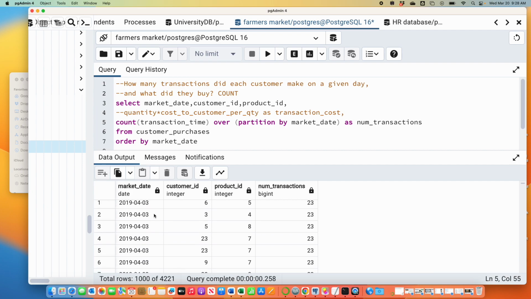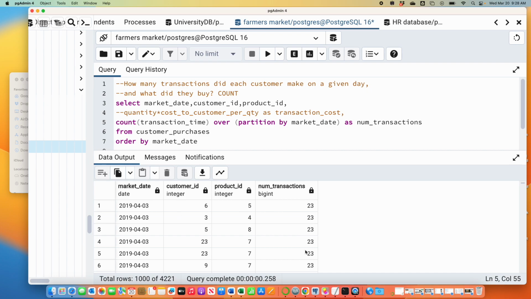Now notice for April 3rd, these numbers are all the same. What do you think this 23 is? Any ideas? What is this 23 telling you here? And just in case you didn't hear Max's question, he said, I don't know what customer ID is doing in this query, right? So I took it out. It's showing you the total number of transactions on every day.